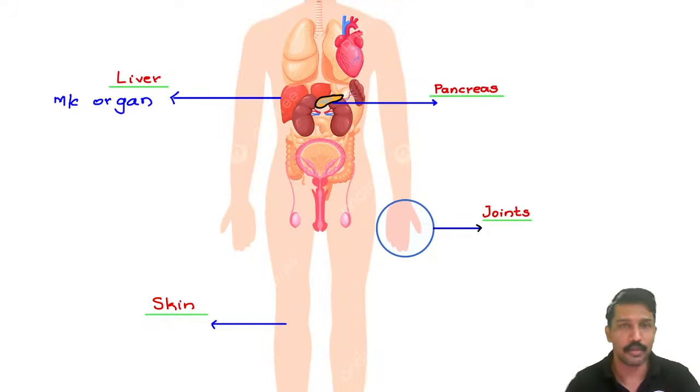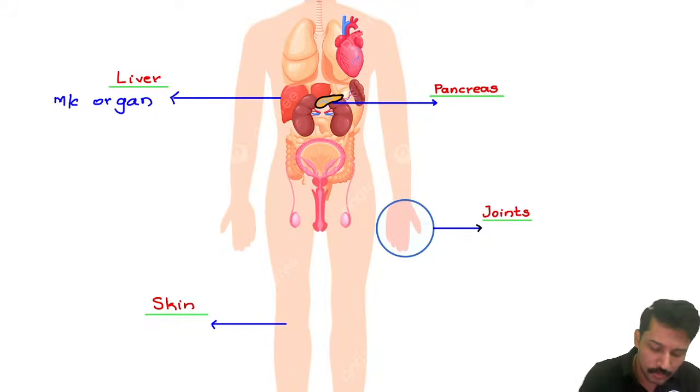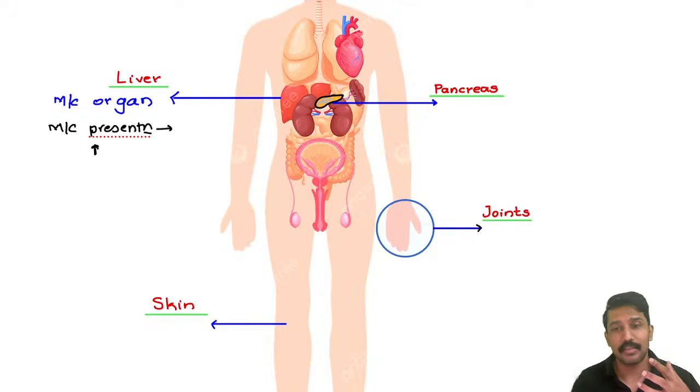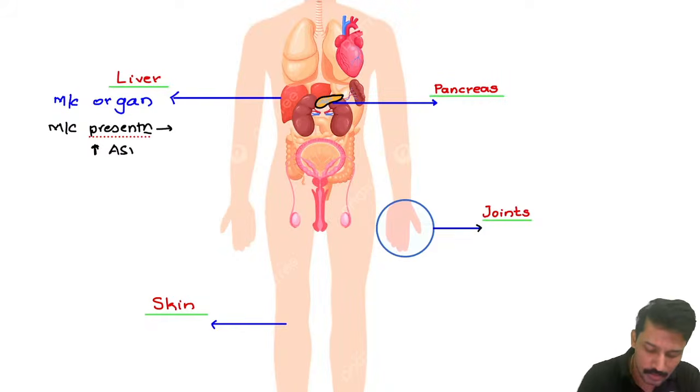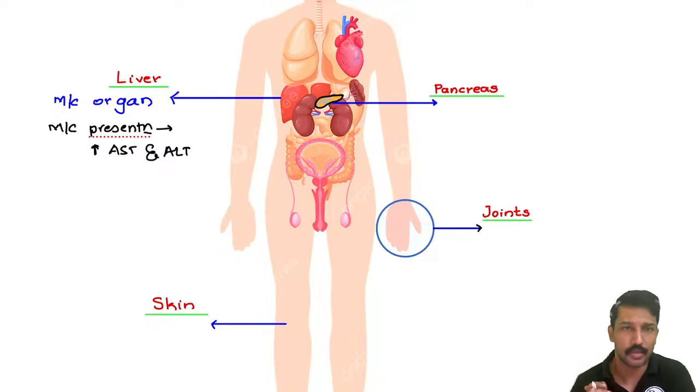Most common affected organ is going to be liver. And what is the most common presentation of liver? The most common presentation of involvement of liver is going to be asymptomatic increase in the AST, ALT levels. So increased AST and ALT levels, again found mostly on routine screening.